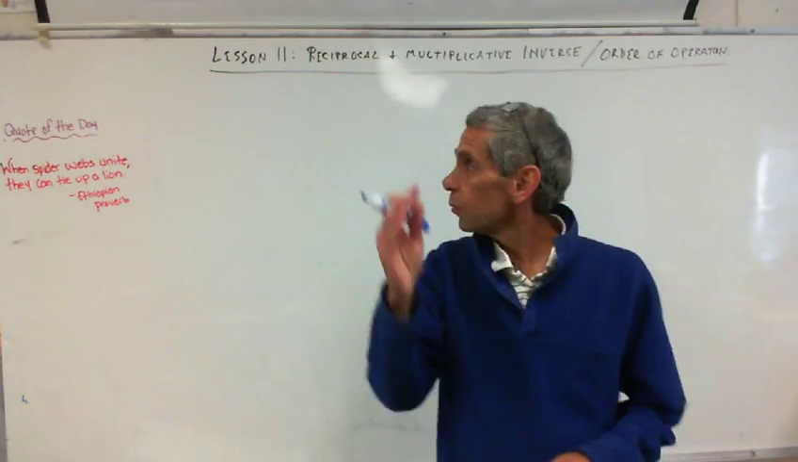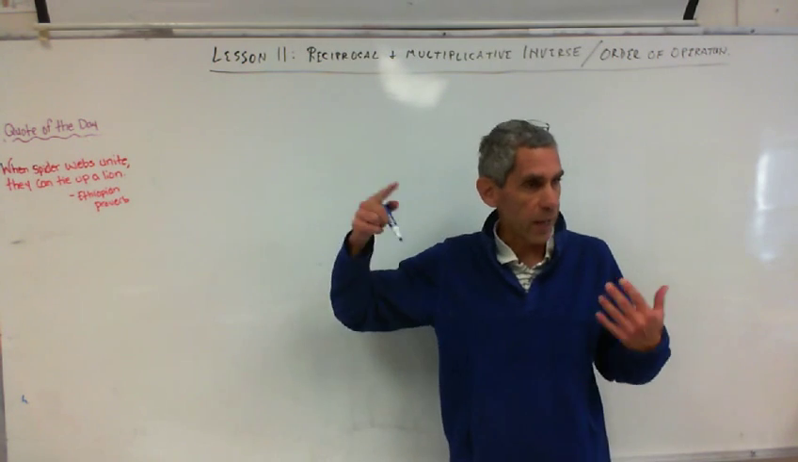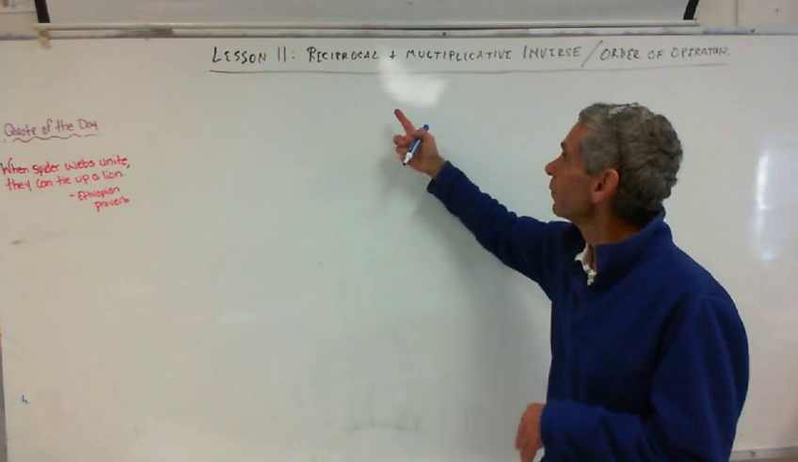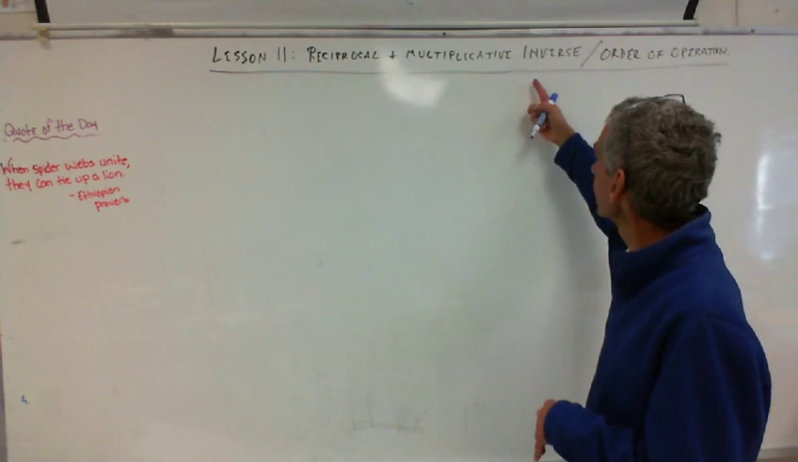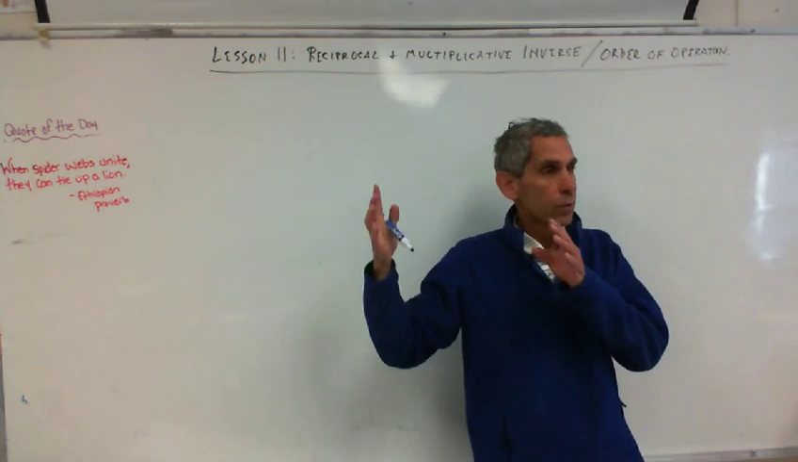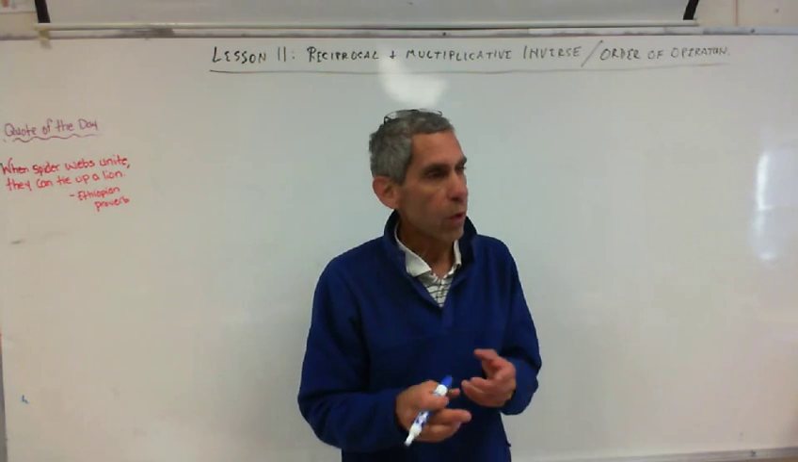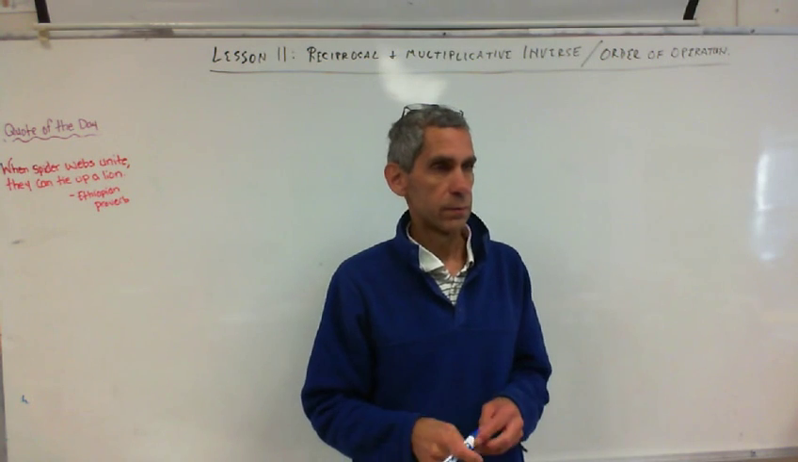Okay, so today we're going to talk about Saxon, lesson 11, and it's basically reciprocal and multiplicative inverse, and then order of operation. We're going to first deal with this and then that, okay? So what is a reciprocal?